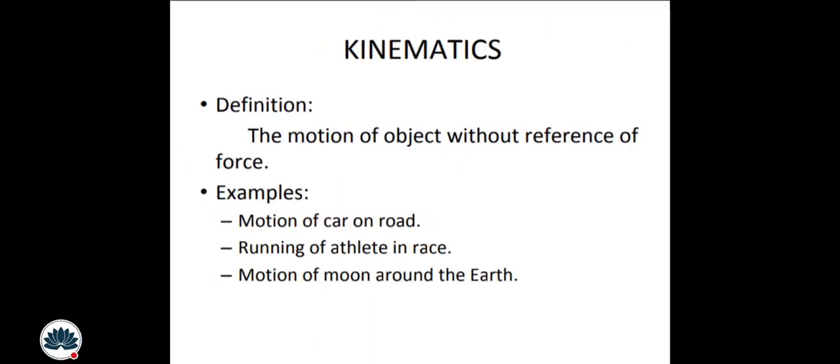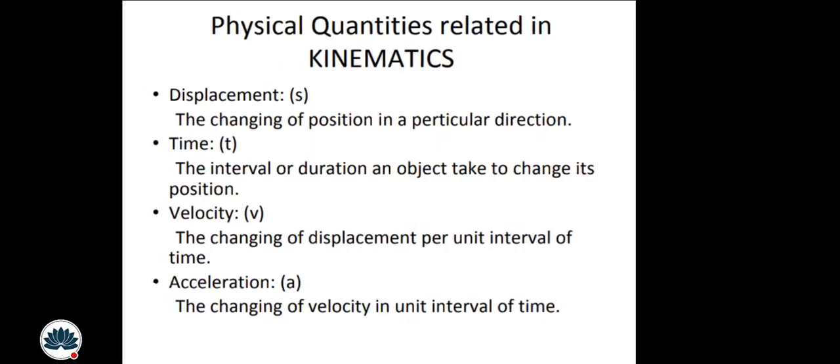That's very simple. What is kinematics? Basically, the definition of kinematics is the motion of an object without reference to force. For example, the motion of a car on the road, which means the movement of the car on the road. Running of an athlete in a race, like the runners who are running in the race. Basically, this is motion. Motion of the moon around the earth. The moon is continuously moving around the earth.